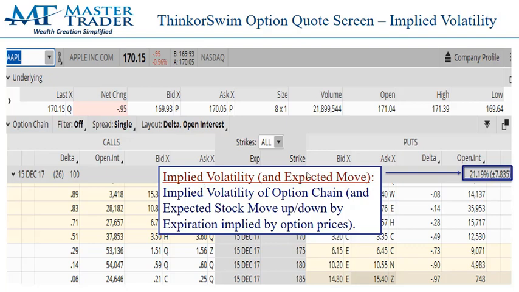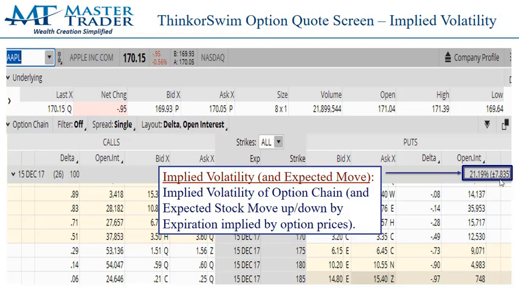Implied volatility and expected move. On my platform, Thinkorswim, it's just right here. It's to the right of this particular strike and expiration. 21.19% is the implied volatility of this option. That's based upon the prices of these options. They calculate the implied volatility, and that estimates how volatile the marketplace expects Apple to be within the next 26 days.